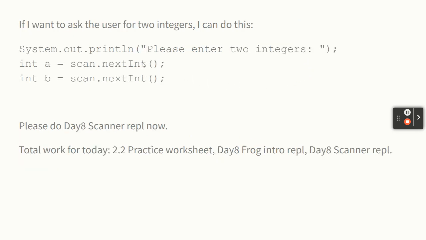And if I want to ask the user for two integers, I can do this. Please enter two integers, and then I have the a and the b just on separate lines, and it'll work.